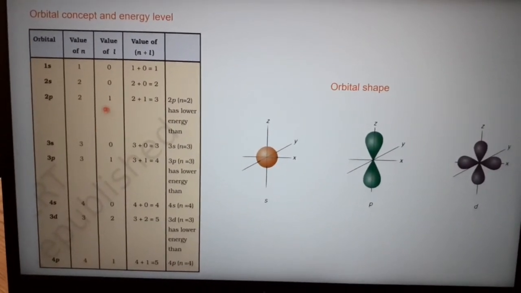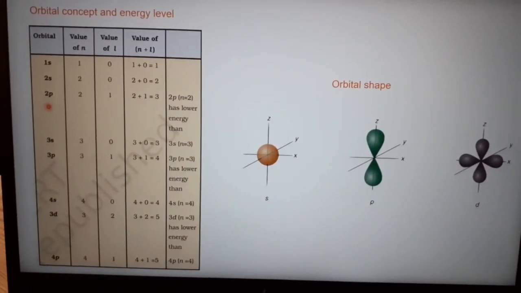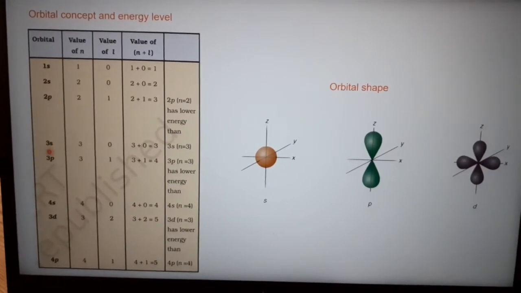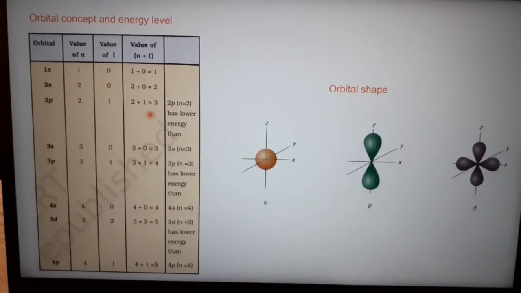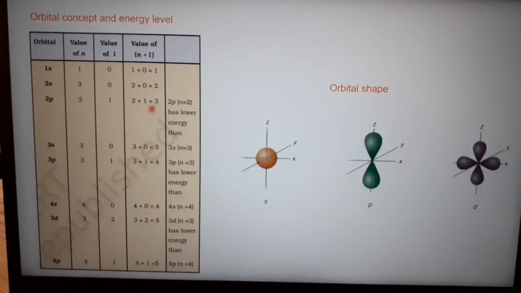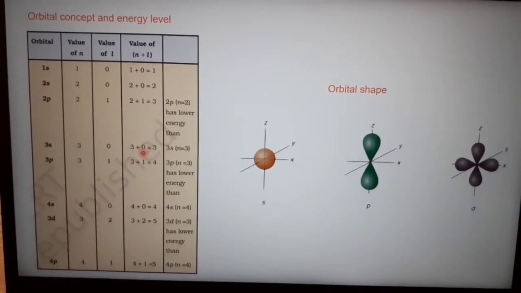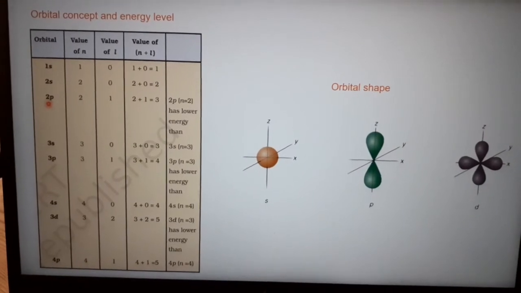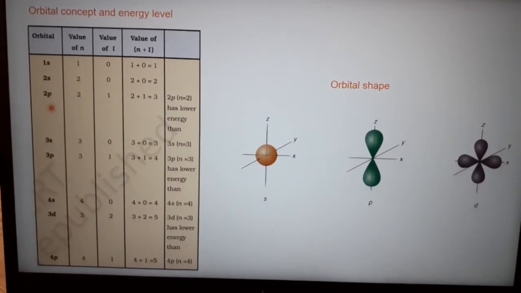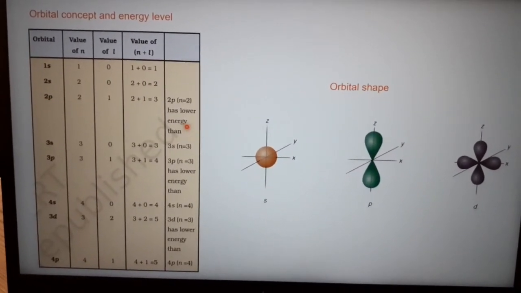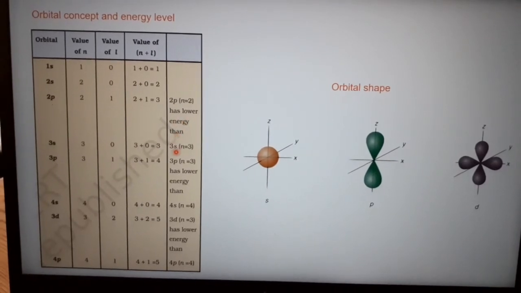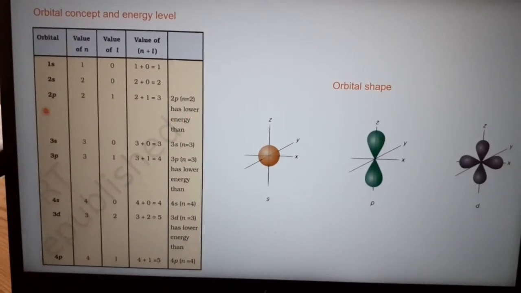In this way, here is the major twist. You can find 2p and 3s. Here both n plus l values are the same, right? Then which orbital will be occupied first? The 2p orbital, because the principal quantum number, the n value, is lower. That's why 2p has lower energy than 3s. So 2p will be filled up first, then 3s.